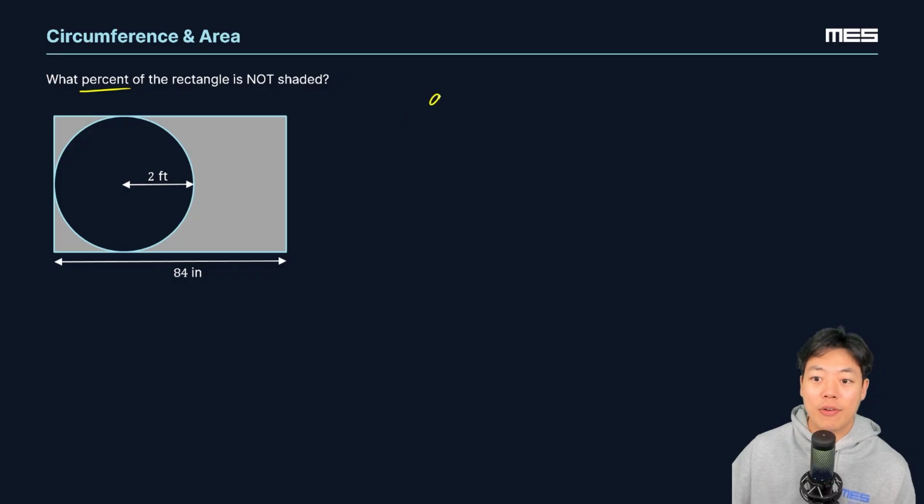So we'll be finding the area of the circle. Then we're going to put it over the area of the box, right? As long as we can find the area of the circle, that's the only area that's not shaded. I'll put it over the area of the box.